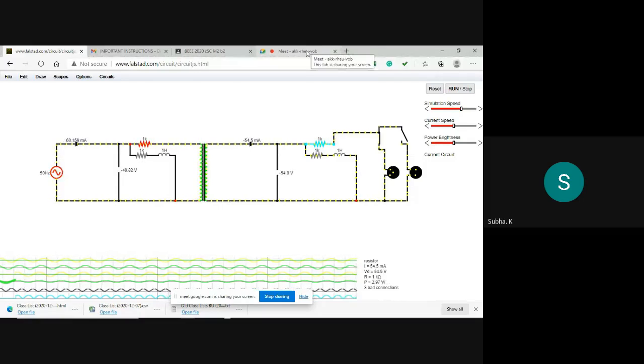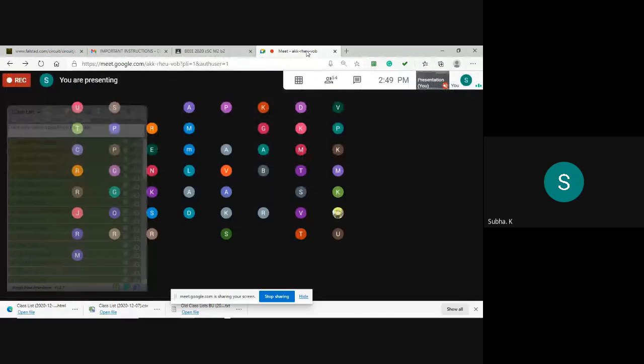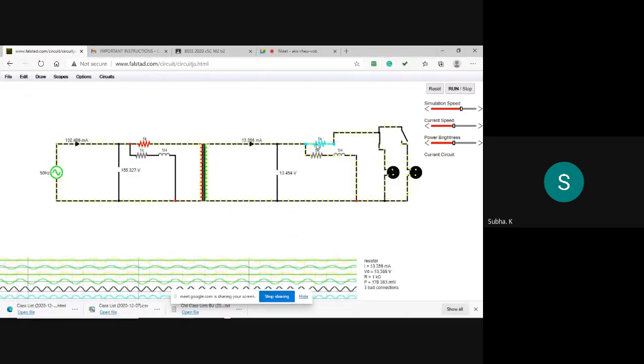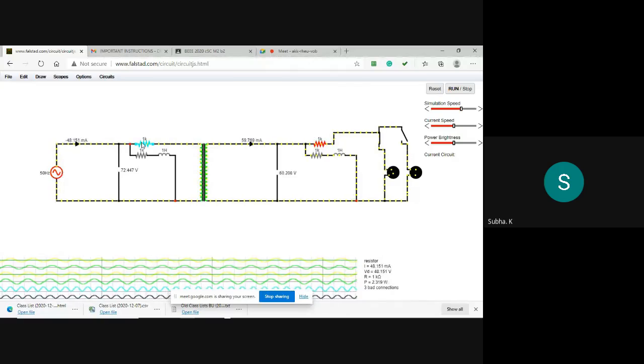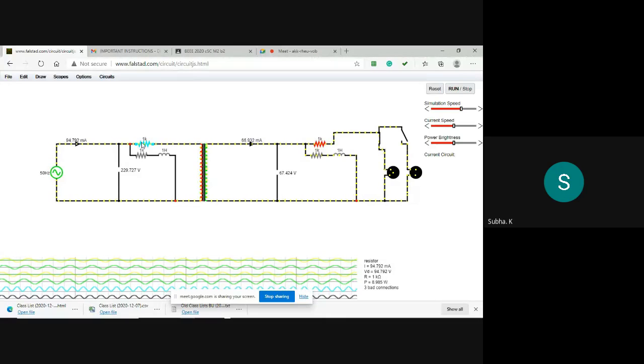I'm not asking a tough question. What is the formula for efficiency? If people are able to hear me out or not, output power by input power. So this power consumed here, divided by the power consumed in the primary side, you take the ratio and you calculate the efficiency.